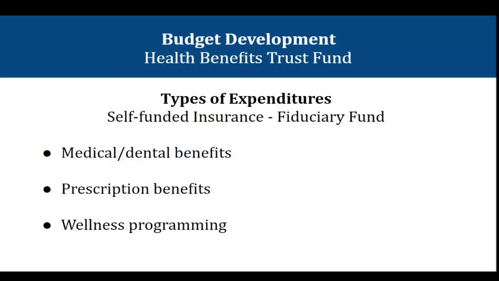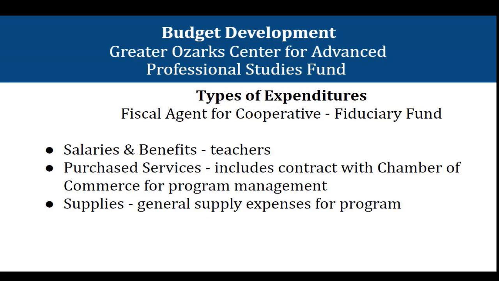The health benefit trust fund is primarily supported by contributions that the district makes for employees, and then secondarily by the contributions that employees make for their family or other dependent care coverages. We do have a wellness program that is funded through that as well. The Greater Ozarks Center for Advanced Professional Studies, again, provides instruction for a variety of students in participating districts, and these are run in cooperation with not only the Chamber of Commerce, but also businesses in our community, where students are able to learn hands-on in a professional setting. You've learned about that many times through focus area reports, but this again supports the fiscal responsibilities of managing the funds that run through that account.